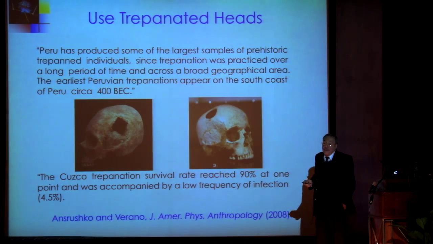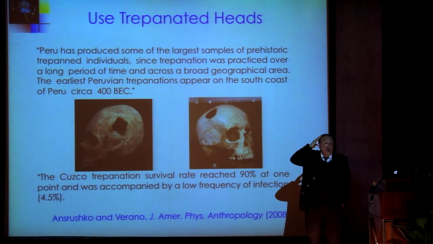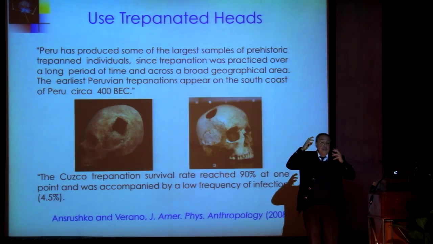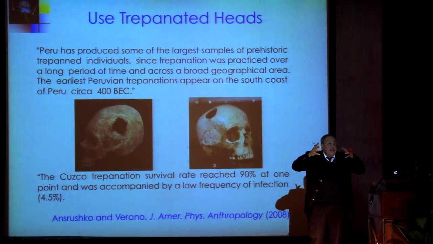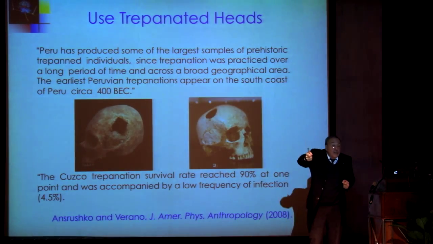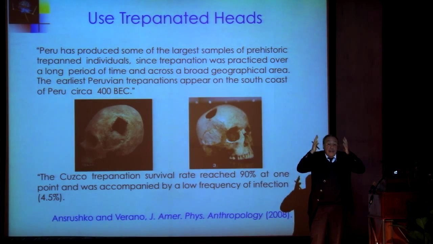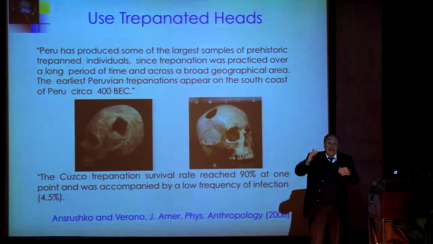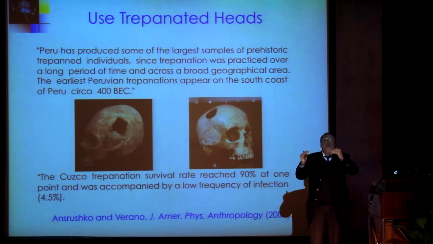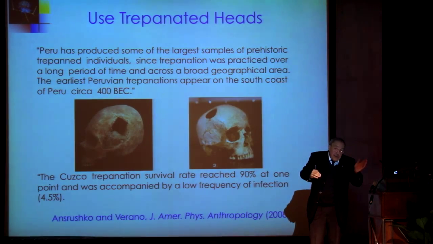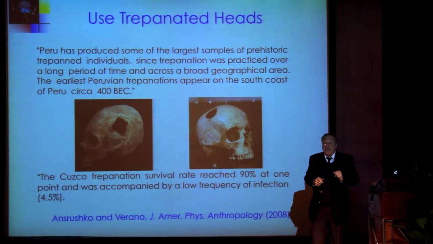We know that the people survived because they put a plate of gold to relieve the expansion of the brain when a soldier got hit in battle. The brain swelled and that killed the person, so they opened a hole and then they put a piece of gold and the bone grew over the gold. The gold was gone because the Spaniards got there first, but the bone had grown over the gold, and so that means that the patient survived.